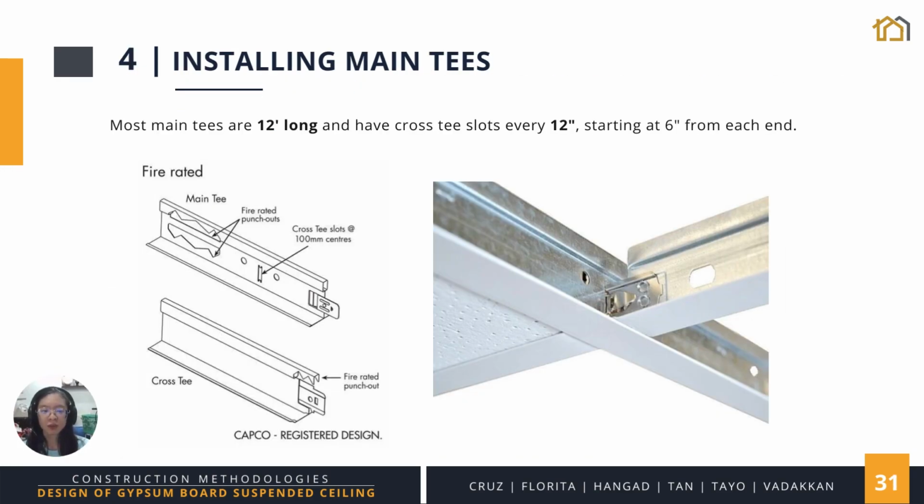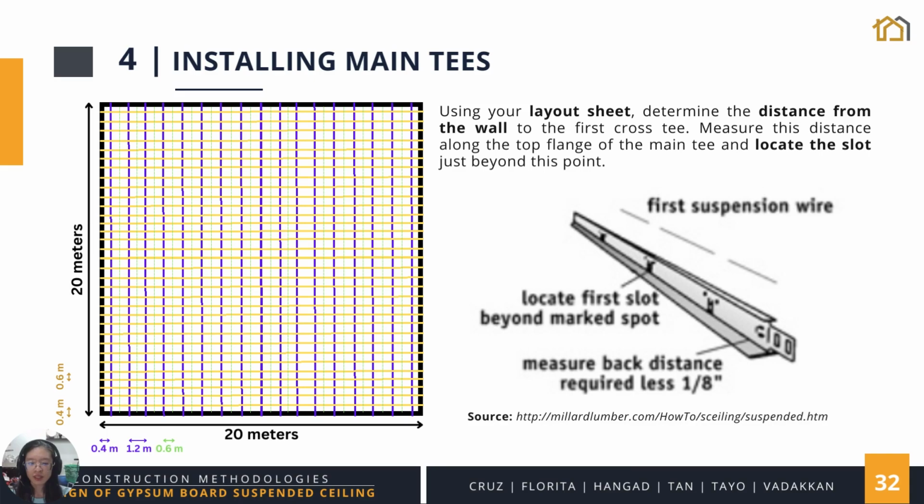First, we should note that most main tees are 12 feet long and have cross tee slots every 12 inches, starting at 6 inches from each end. The picture on the left shows the parts of a main tee, and the picture on the right shows a main tee with a cross tee attached to it. Using the layout sheet made earlier, we first determine the distance from the wall to the first cross tee. As you can see on the layout on the left, this distance is 0.4 meters.